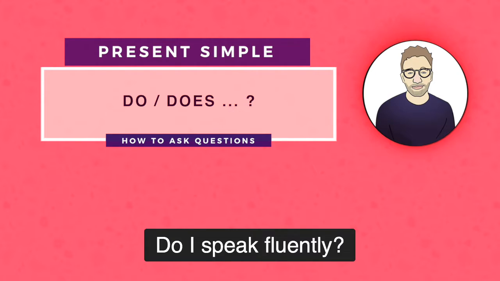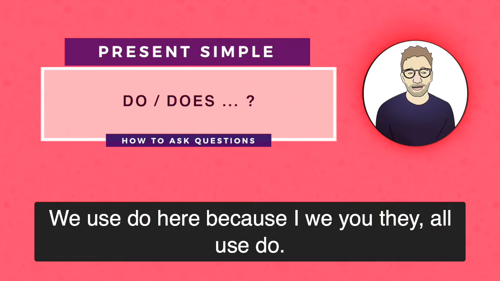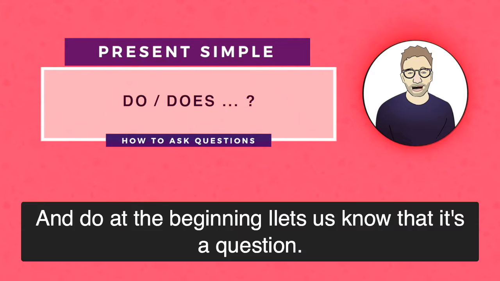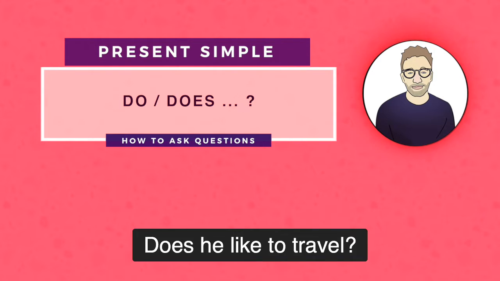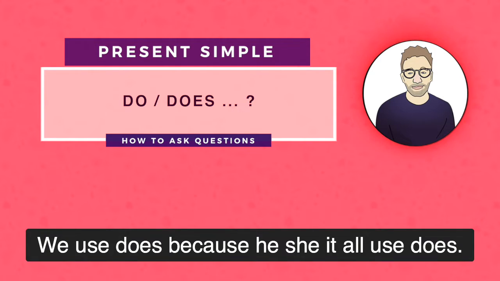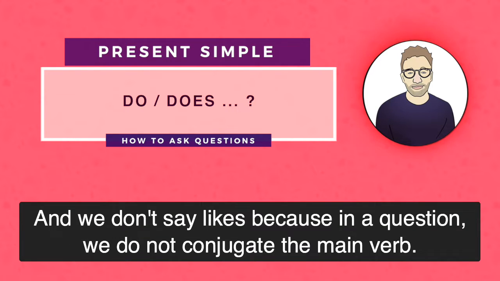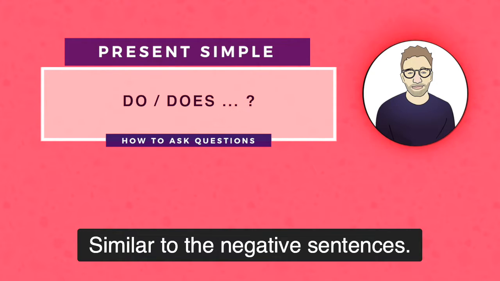Do I speak fluently? We use do here because I, we, you, they all use do. And do at the beginning lets us know that it's a question. Does he like to travel? We use does because he, she, it all use does. And we don't say likes because in a question, we do not conjugate the main verb. Similar to the negative sentences, remember?